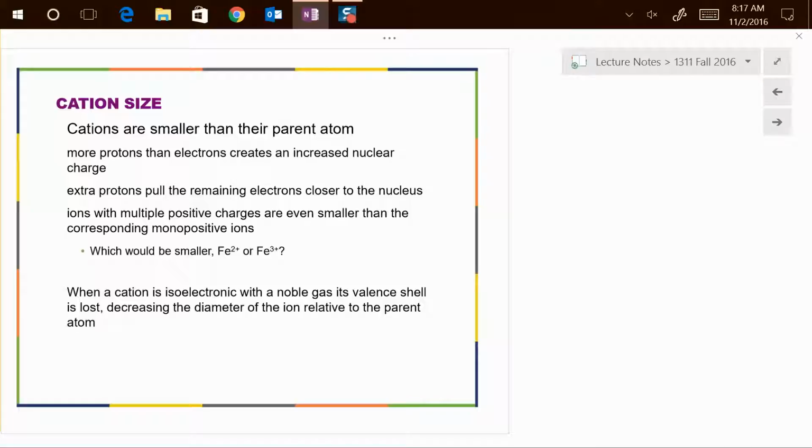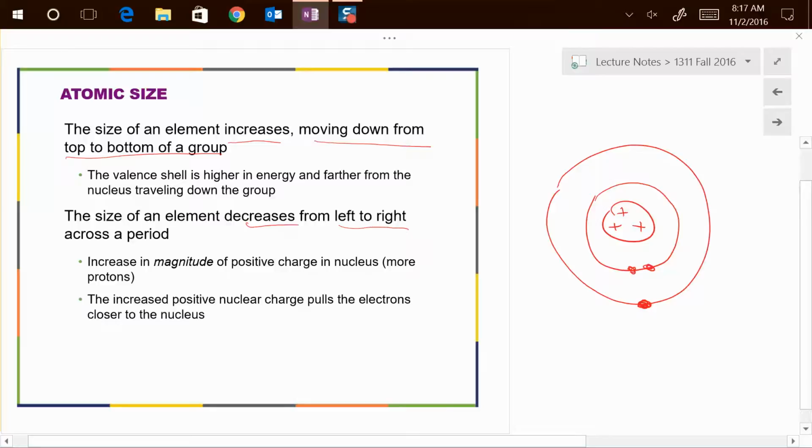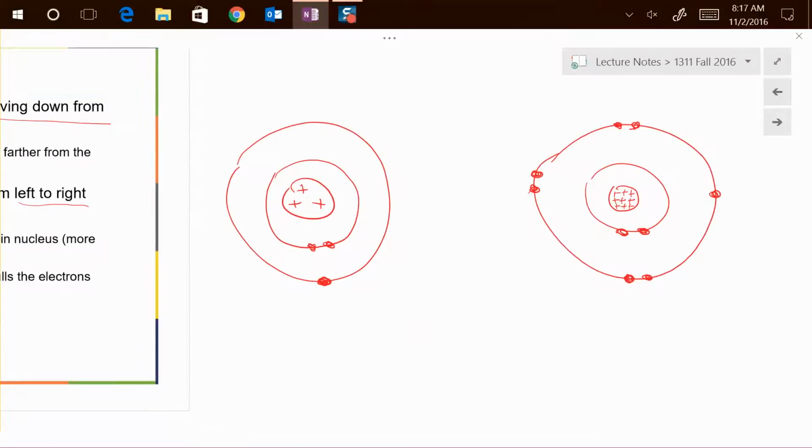And also, what else happened when I lost that one valence electron? Okay, let's go back here. Look what happens when I lose that valence electron. You lose an entire energy level, right? It's gone. So not only am I pulling those in tighter, but they were already close. And now I'm going to pull them in even closer, because I have 3 to 2. And it's going to get pulled in tight.